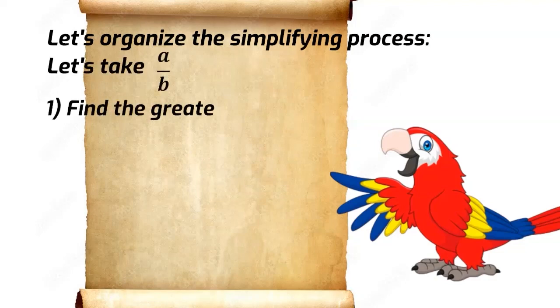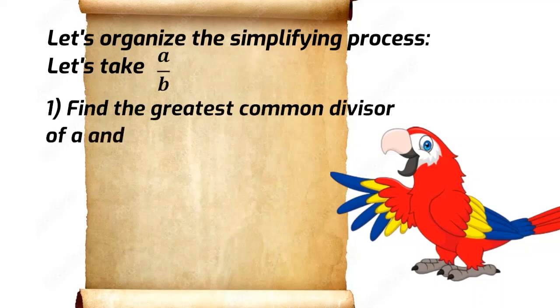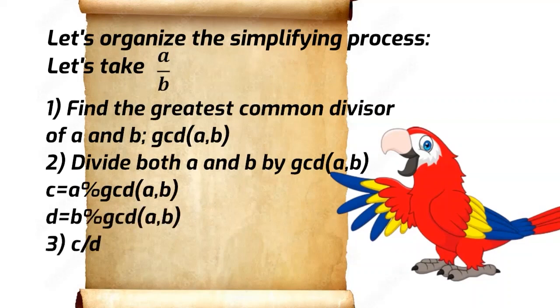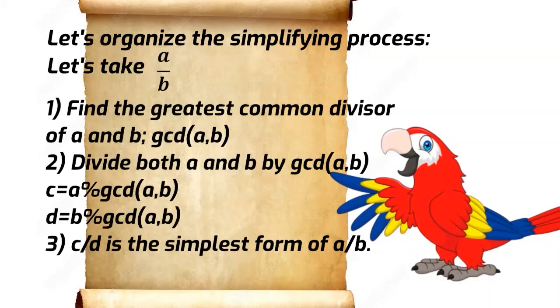First, find the greatest common divisor of A and B, GCD of A and B. Second, divide both A and B by GCD of A and B. Third, take C as our new numerator and D as our new denominator, and we get C over D, the simplest form of A over B.